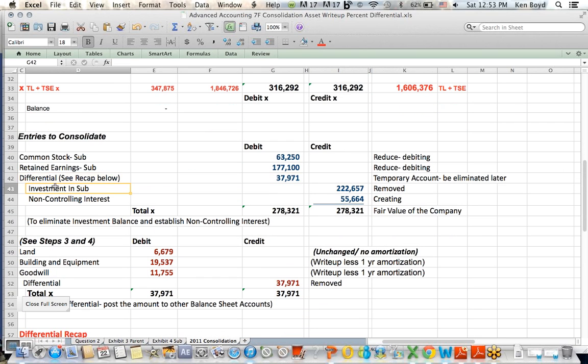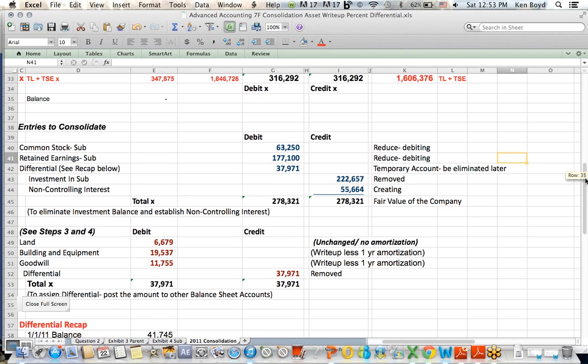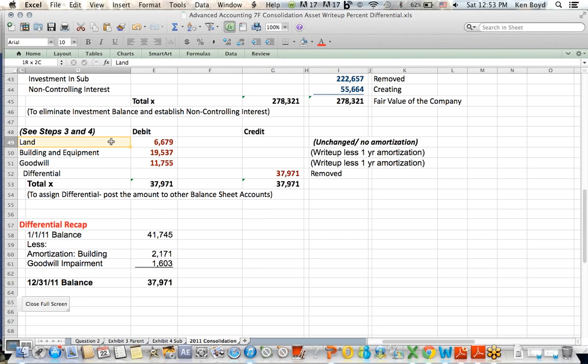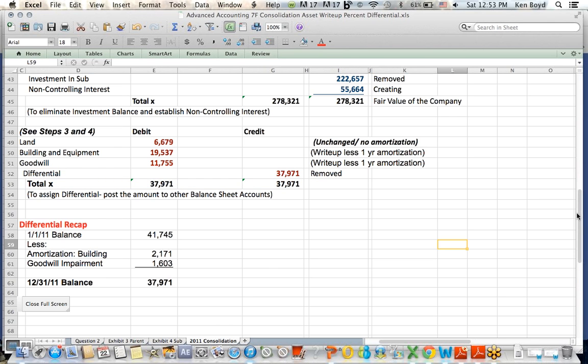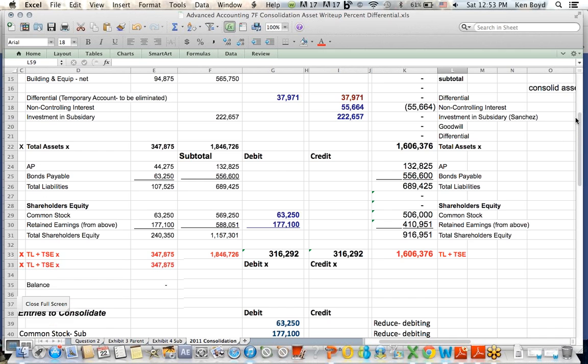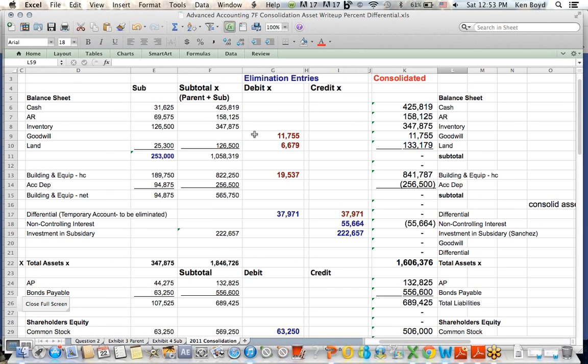So again, our two journal entries is eliminate sub's equity, eliminate the investment in sub and non-controlling interest, and we get differential. And then we assign the differential between the write-ups to building and equipment and land, the write-up to goodwill, the building and equipment have 1 year of amortization subtracted, the land has no amortization, and we credit goodwill to remove it.